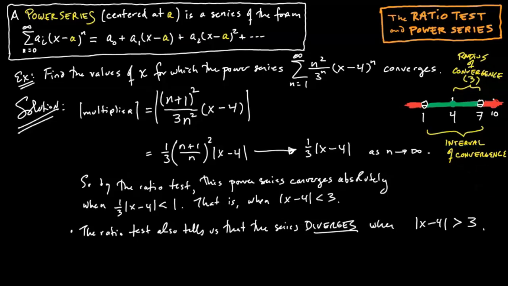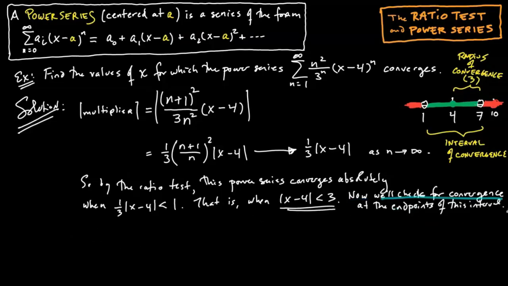But as I said before, we're not quite done, because I haven't said what happens at 1 or 7, because those are the values of x that would make our multiplier in the limit equal to 1. And we know that the ratio test tells us nothing when the multiplier is 1 in the limit. So we are going to have to investigate the endpoints of our interval of convergence separately and individually. This is always the last piece of the puzzle. So let me erase this last line, which, as I said, in practice we don't include. Now we'll check for convergence at the endpoints of this interval.